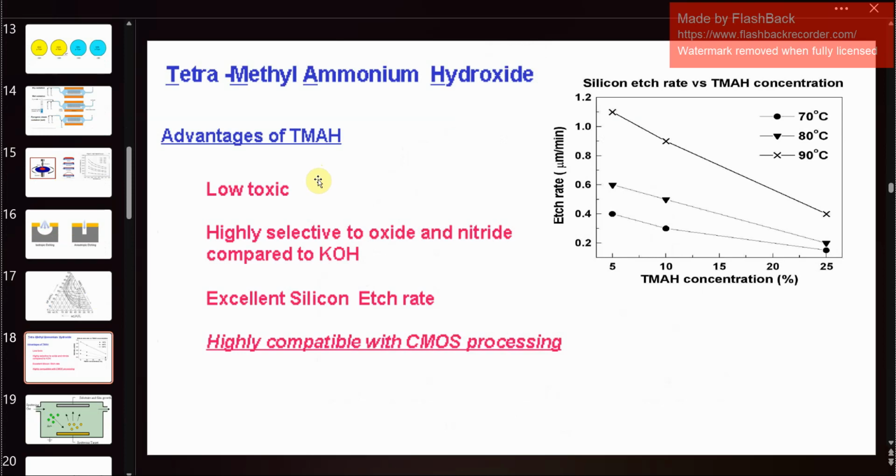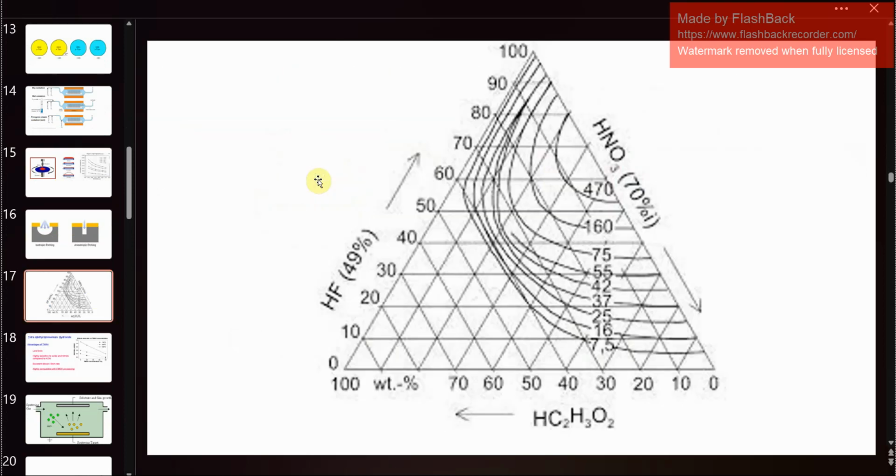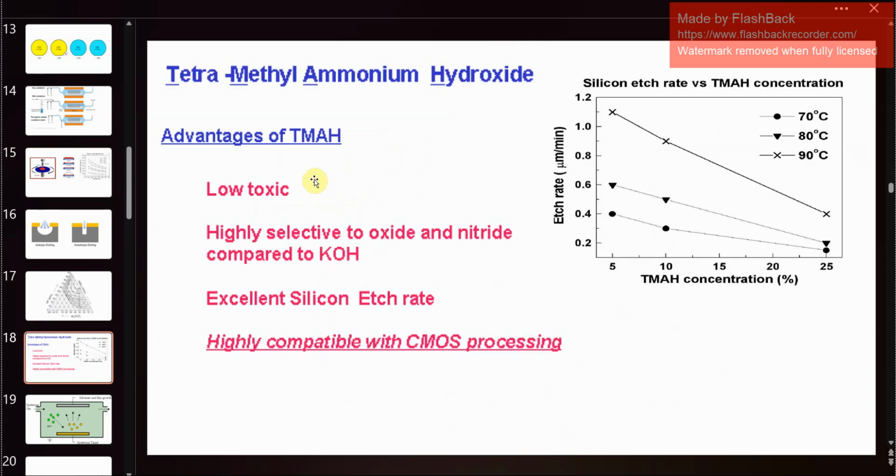As you can see here, the chemicals used are fairly toxic. These are nitric acid, hydrofluoric acid, and acetic acid, which are highly toxic in nature. To eliminate that, we use another kind of agent called tetramethylammonium hydroxide. This is an organic agent, and it is highly selective. You can achieve a sort of anisotropic etching, but you can't achieve 100% anisotropic etching with wet etchants.